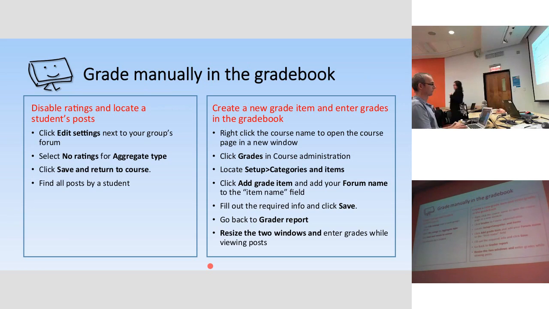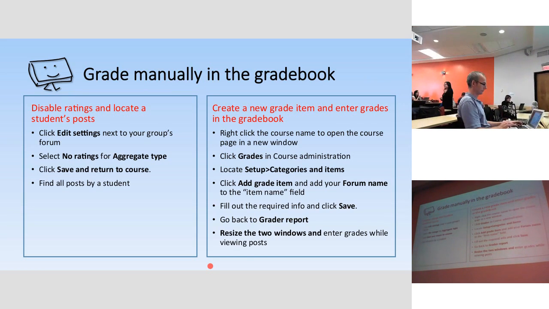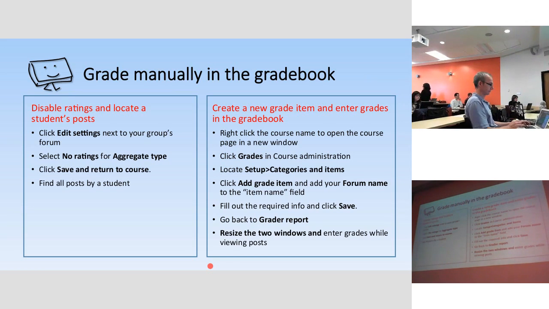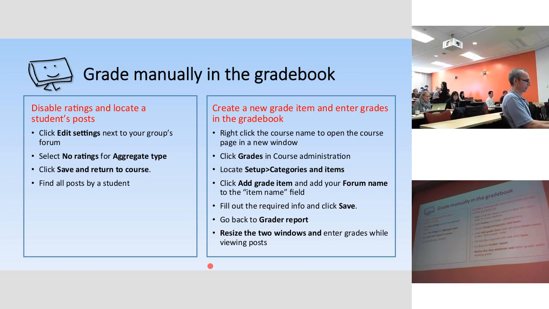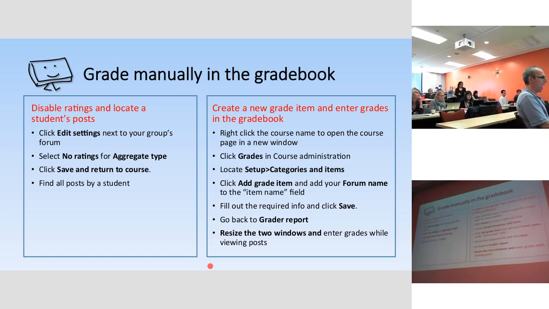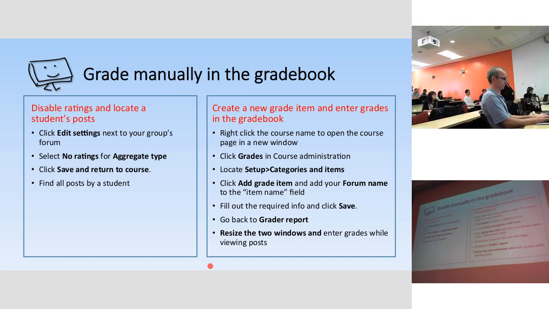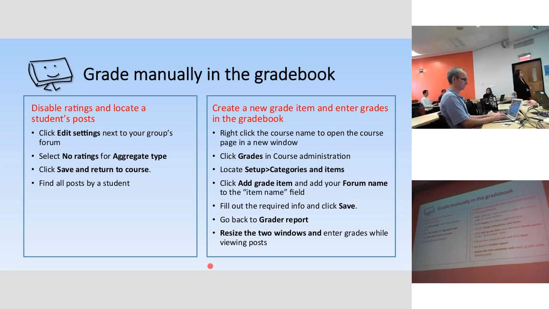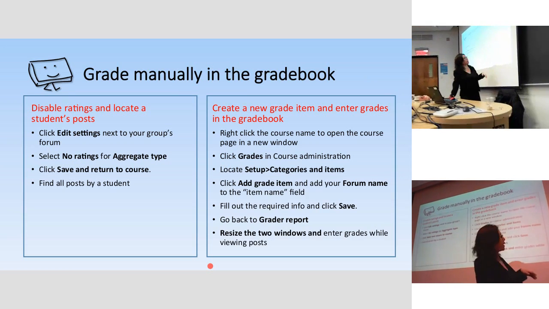Let's try to practice. First, disable the rating. Then I think you will find that your grade column for the forum will disappear. Now I'll show you what's on the right. Create a grade item.